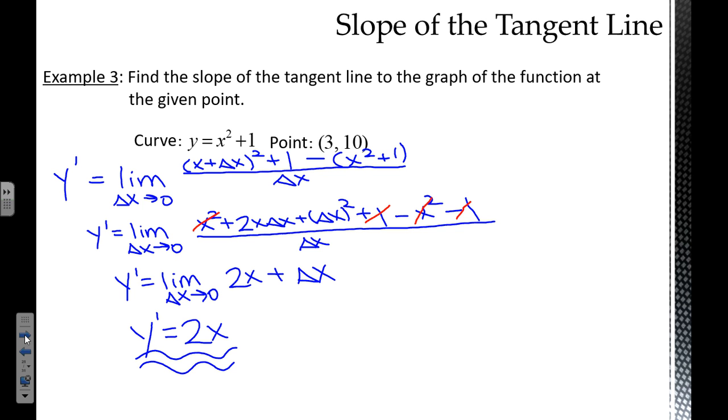is 2x. Is it always going to happen that the derivative is like one power less than the equation that you do? Potentially. Hold on to that for now.